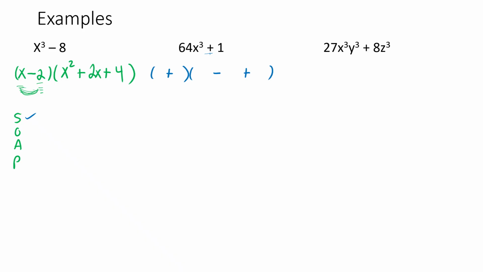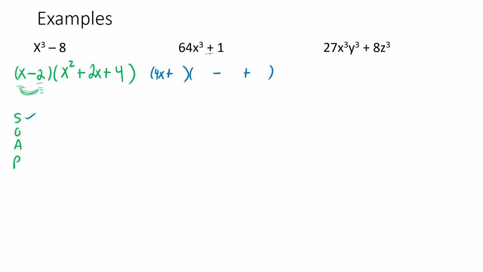Now, to get that first parenthesis, we need to ask ourselves, what to the third power gives me 64? Well, that would be 4 to the third power. And what to the third power gives me x cubed? Well, that would be x. And you're going to keep those on the left side of the plus sign, just like the 64 and the x cubed were on the left side of the plus sign. And then we say, what to the third power gives me 1?